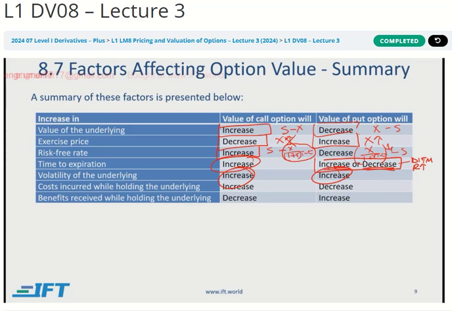Costs incurred will be good for the call option since you don't have to pay those costs, but bad for the put option since you might have to be paying those costs. Benefits will decrease the value of the call option because the spot price will go down, and be good for the put option. Since the spot price goes down, and the put value is X minus S, a falling spot price is good for the put option, but since the call value is S minus X, a falling spot price is bad for the call option.